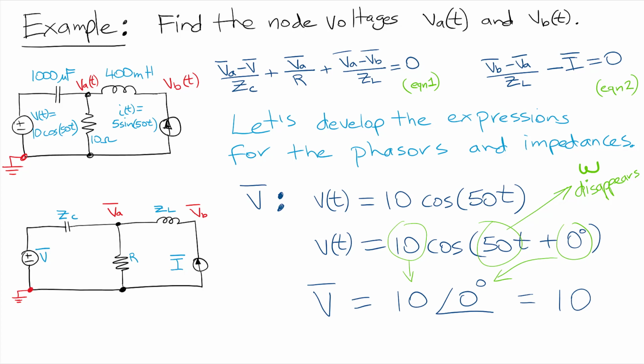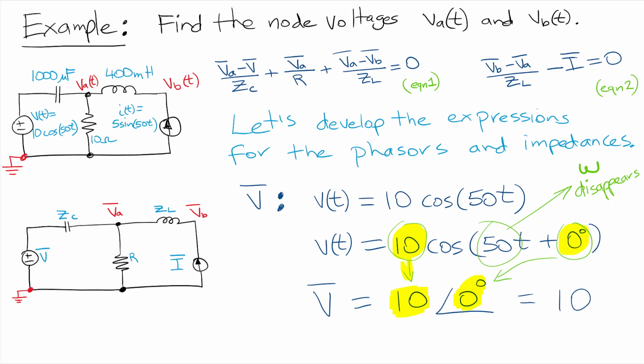We take whatever the coefficient, whatever is in front of the cosine, and we drop it down, and that becomes the magnitude of the phasor. Okay? And then what we do is we take the phase angle in the argument for the cosine, and then we bring it and we make that the angle. And then that's it. Okay?